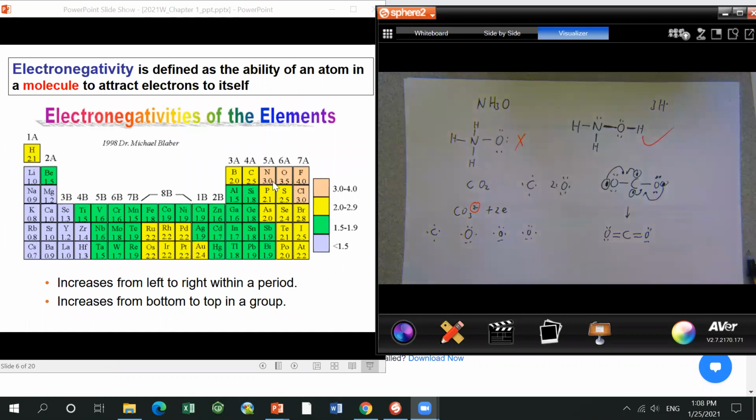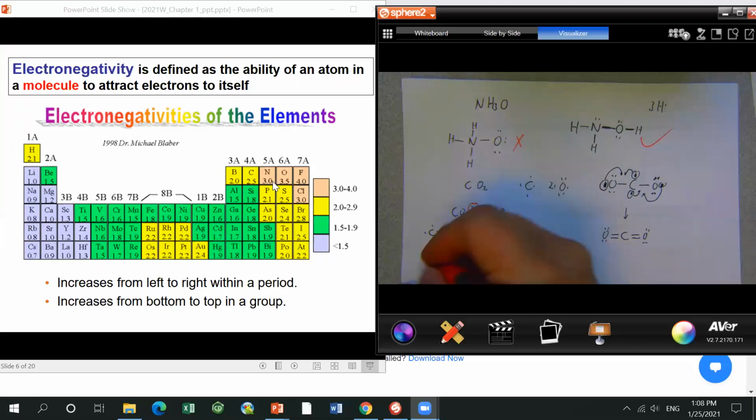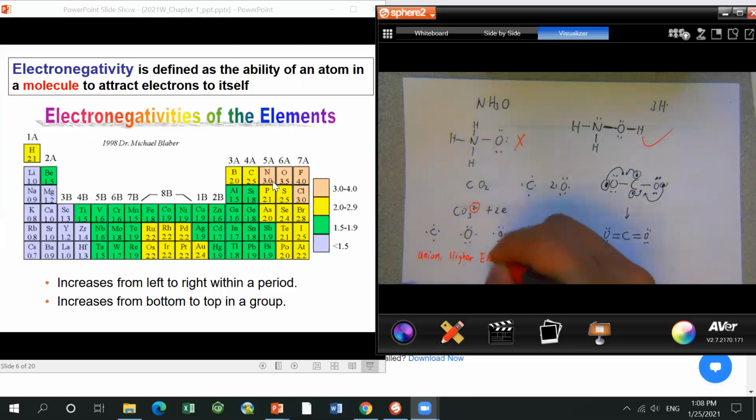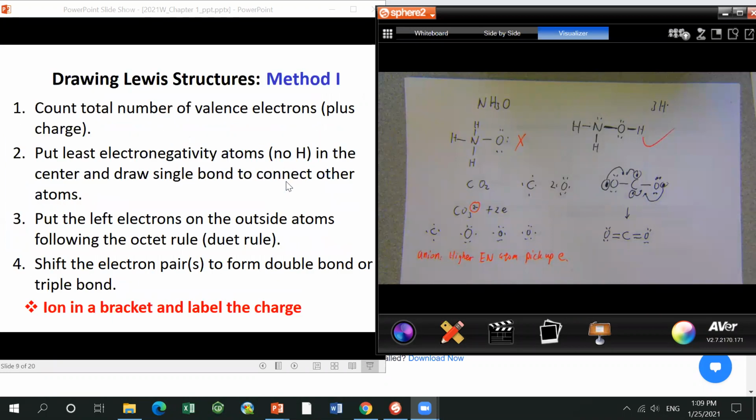Okay, so maybe I'll write it down here. Anion: higher electronegativity atom picks up electrons. For the electronegativity table, you can see oxygen is 3.5 and carbon is 2.5, so oxygen definitely has higher electronegativity.